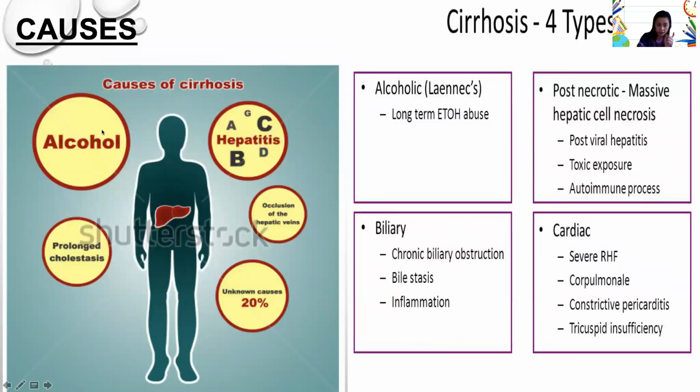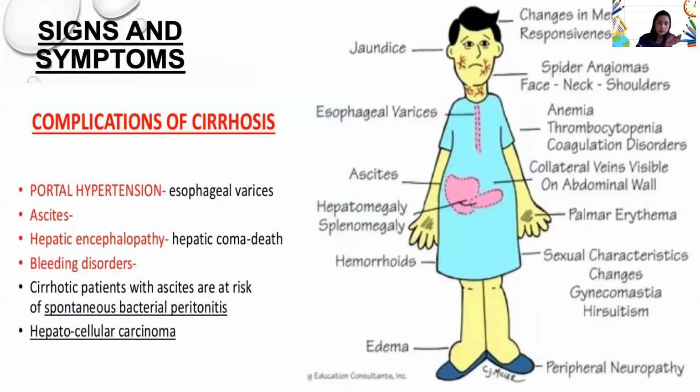Number one cause is yung alcohol. Okay? Or hepatitis. Kung nagkaroon ka ng hepatitis, pwede ka rin magkaroon ng cirrhosis. Prolonged cholestasis. Okay? Yung bile mo nagkaroon ng problema. Occlusion of the hepatic veins. And then, there is also unknown causes. So, anong signs and symptoms ng cirrhosis?